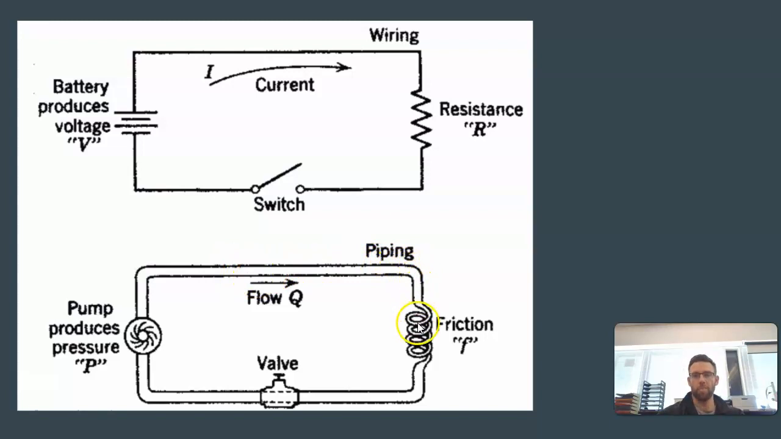And if at any point your pipe gets really thin or it gets all twisted or whatever, that might be a place where there's a lot of resistance and the flow really slows down. Okay. And then the valve can be open or closed, just like a switch can be open or closed. If the valve is closed, the water's not going to flow.